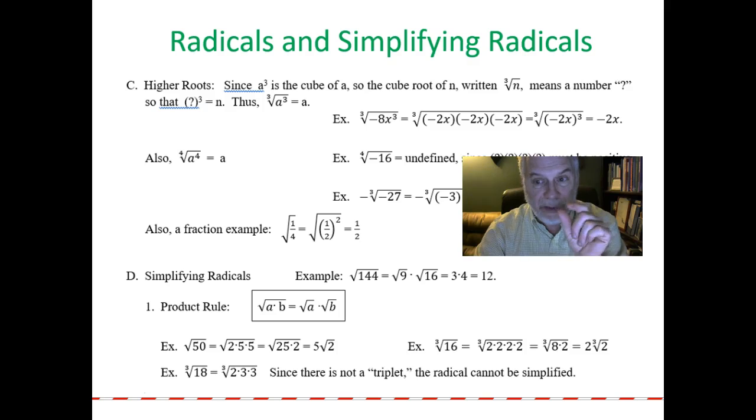In other words, you see how that cube root and the cubing cancel each other out. All right? So here's an example. Cube root of negative 8x to the third. Well, you could write negative 8x to the third as negative 2x times negative 2x times negative 2x. And so we have negative 2x to the third power because there's 3 of them. Well, the cube root and the cubing cancel each other out. So you just get negative 2x.